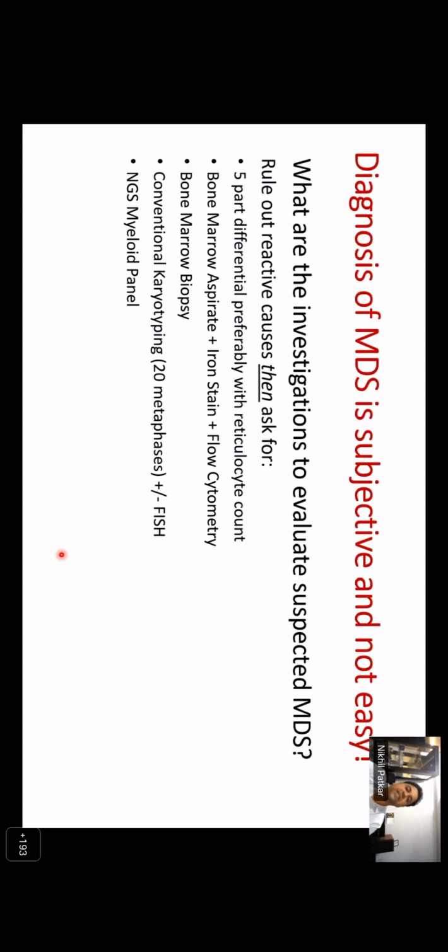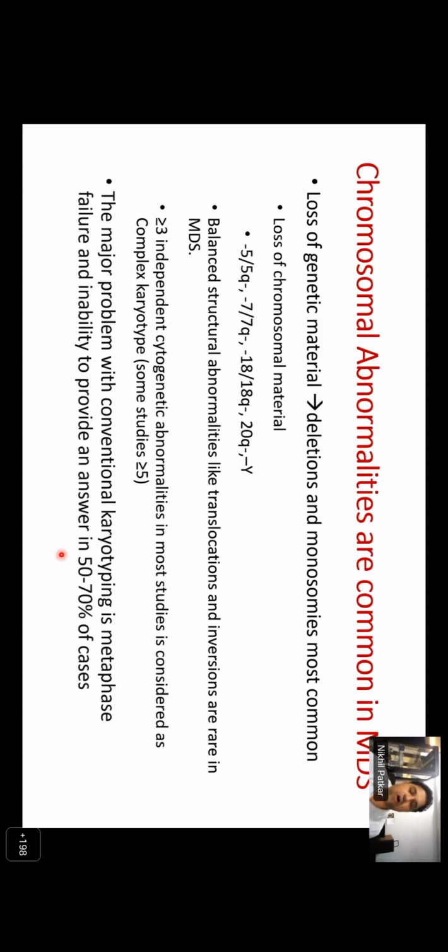So what investigations should be done in case of MDS? First is a 5-part differential, preferably with reticulocyte count, then a bone marrow aspirate with iron stain, and if you have the expertise, or the lab has expertise, to perform flow cytometry for MDS, a bone marrow biopsy, conventional karyotyping, which is very important, or if not that, FISH, and an NGS myeloid panel. So I will talk very briefly about cytogenetics. I'm not a cytogeneticist, so this is largely theory talk.